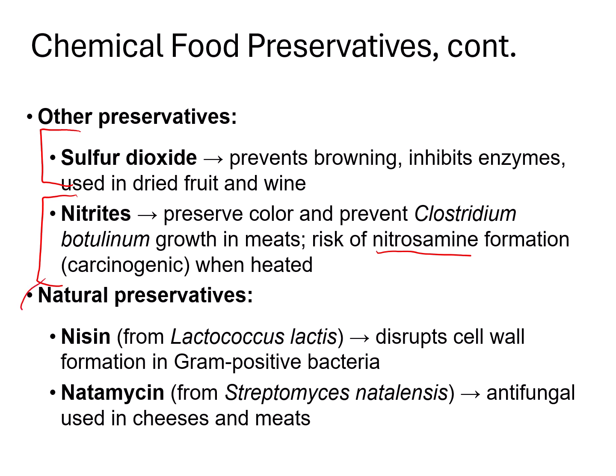We also have natural preservatives. Nisin is an antimicrobial peptide derived from Lactococcus lactis bacteria, and it inhibits cell wall synthesis in gram-positive bacteria. We also have natamycin. This is an antifungal agent from the bacterium Streptomyces natalensis, and it's used in cheeses and meats.